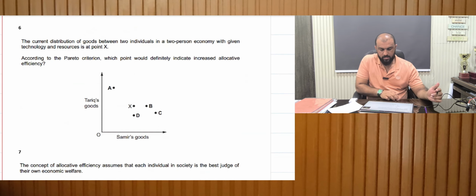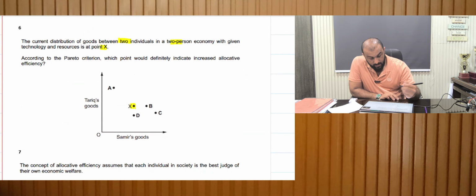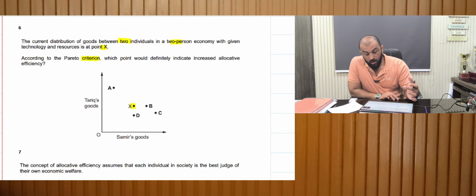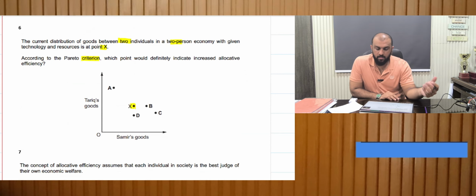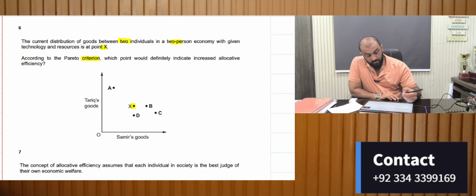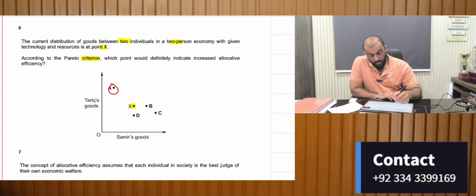Okay, we did something like this earlier. Let's look at it again. Current distribution of goods between two individuals in a two-person economy with given technology and resources is at point X. According to the Pareto criterion, which point should definitely increase allocative efficiency, which means we are improving one and not worsening the other person. So X, definitely Samer is being made worse off.